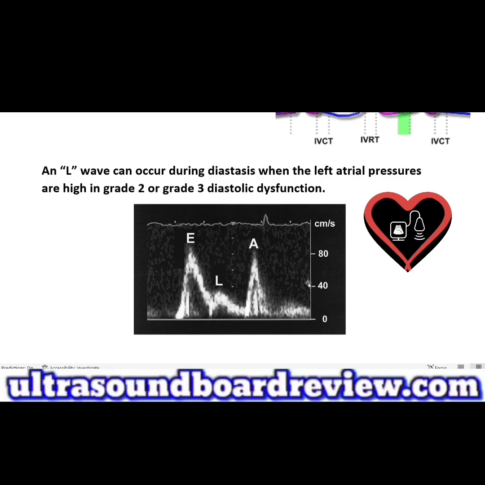There are times where you will see something during diastasis. If you look at the spectral Doppler waveform, you have your E and A wave, but right in between, there's an L wave. This is where diastasis would occur, or is occurring. This is pathological. This means you either have grade 2 or grade 3 diastolic dysfunction. And this is caused by high pressures in the left atrium. The left atrium has pressures that are so high that during diastasis, you'll see a little bit of blood flow going to the ventricles in between your E and A.